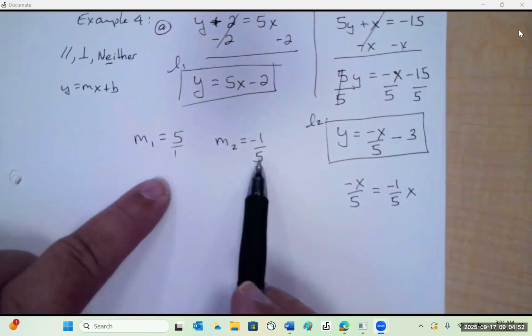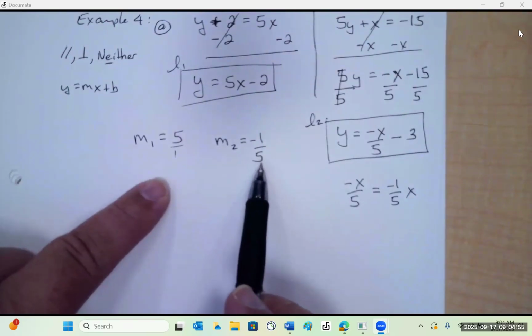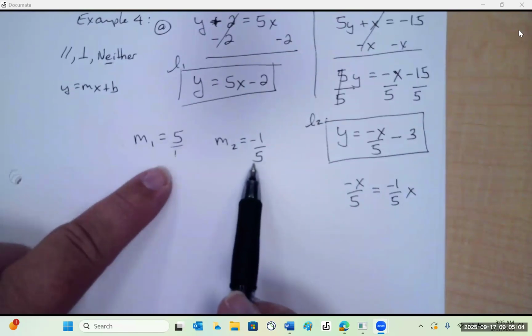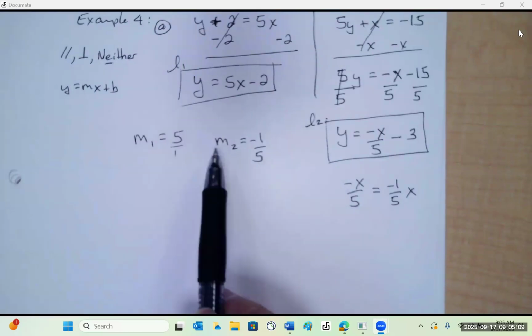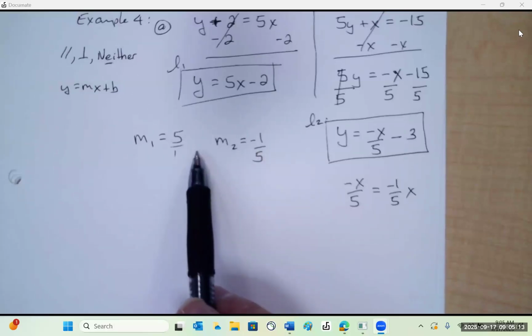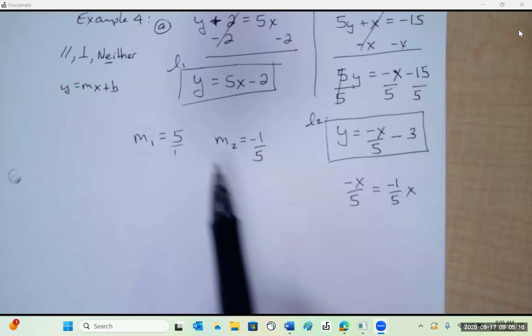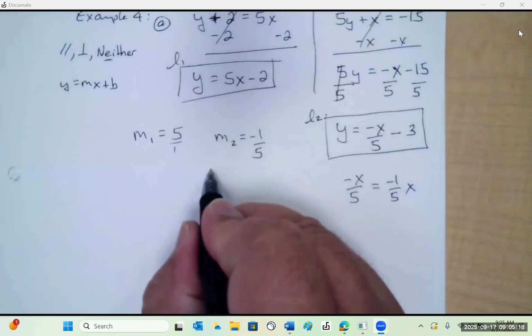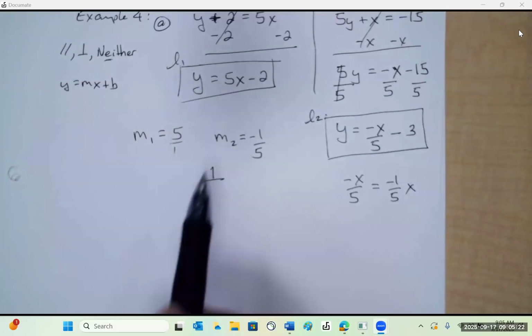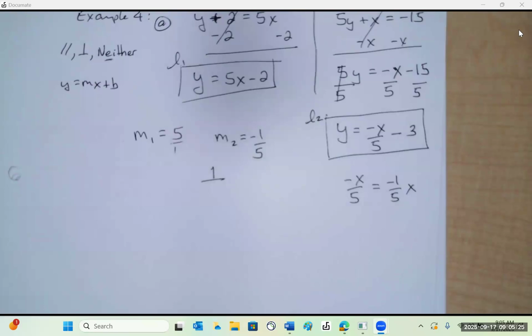Okay, so now what do we have? Are they parallel, perpendicular, or neither? Are they the same? They're not parallel then. To be perpendicular, are they different signs? Yes, different signs. Are they flips of each other? Yes. So these two lines are perpendicular. We have different signs and they're flips of each other, so they're perpendicular.